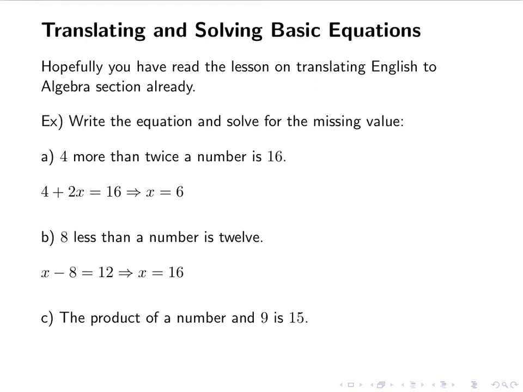The product of a number and 9 is 15. So, is 15. Product means multiplication. So I'm going to take a number and multiply it by 9. So 9x equals 15. Divide both sides by 9. And then simplify. 15 and 9 both have a 3 in common. So x is 5/3.